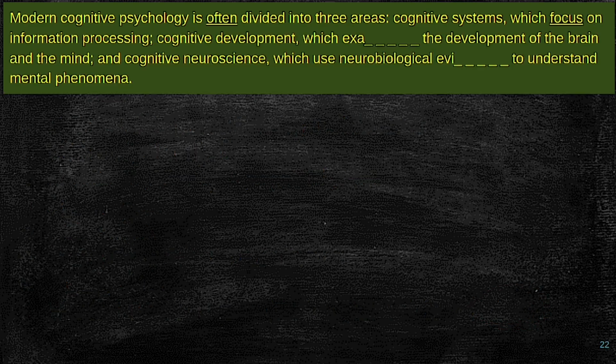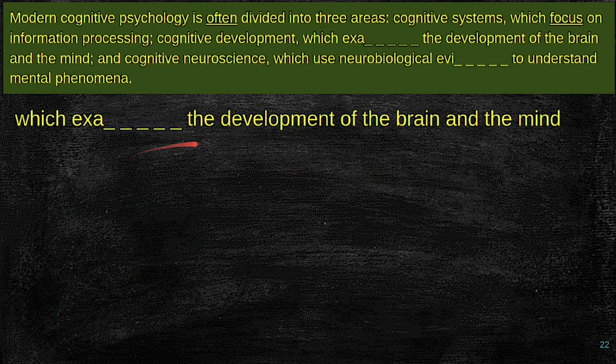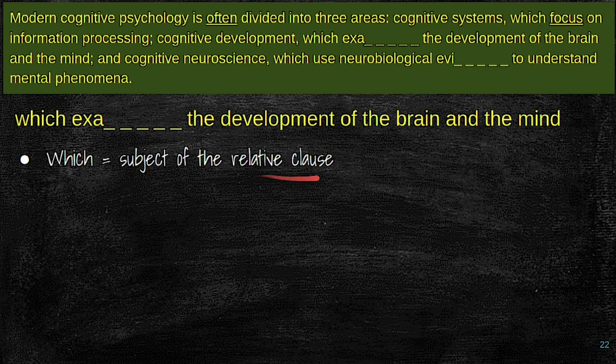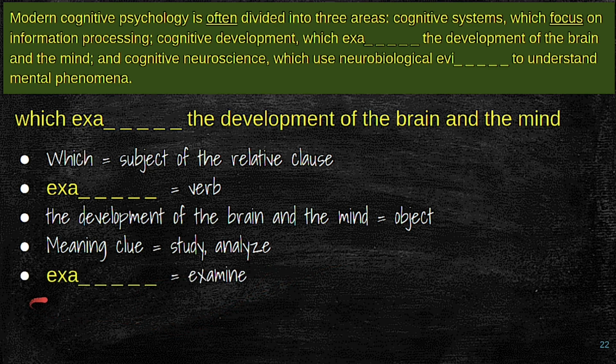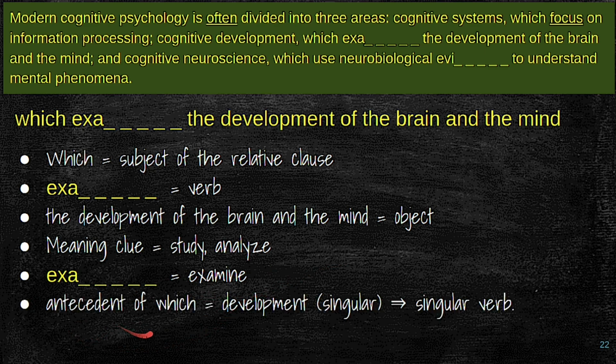Blank 3, cognitive development, which examines the development of the brain and the mind. Again, which introduces a relative clause, which is the subject of the relative clause, so the missing word must be the verb. Now look at the object, the development of the brain and the mind. What verb means study or analyze? The answer is examine. However, we must check the verb agreement, the antecedent of which is development. Development is a singular noun, so the verb must be singular. For singular subjects in the present tense, we add s, examine, examines. Therefore, the answer is examines.